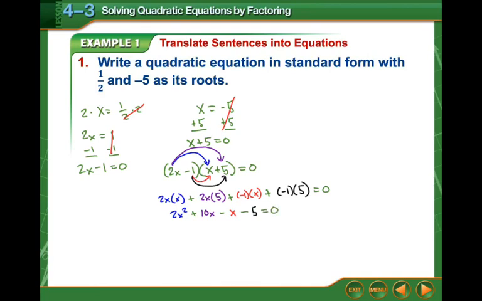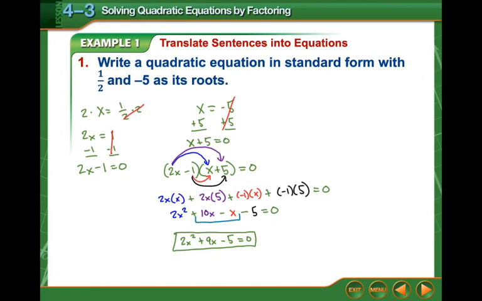So we do have some terms we can combine together, some like terms to combine. That's the 10x and the negative x. So our final solution here is going to be 2x squared plus 9x minus 5 equal to 0. And that is the standard form of a quadratic with 1/2 and negative 5 as its roots. Now, you could also multiply one of these by some number if you wanted to make it bigger. It's not necessary, but you could.